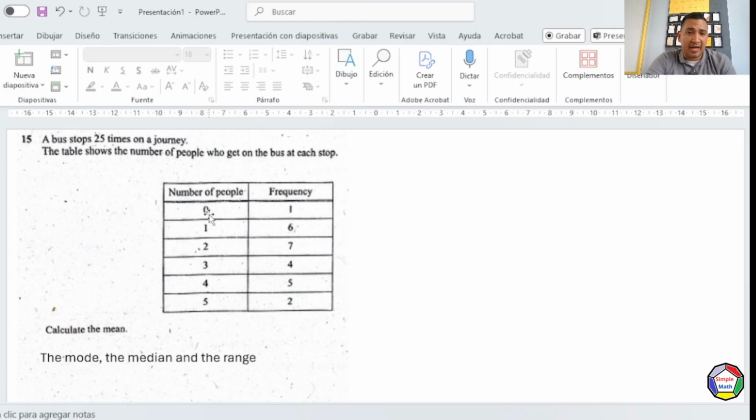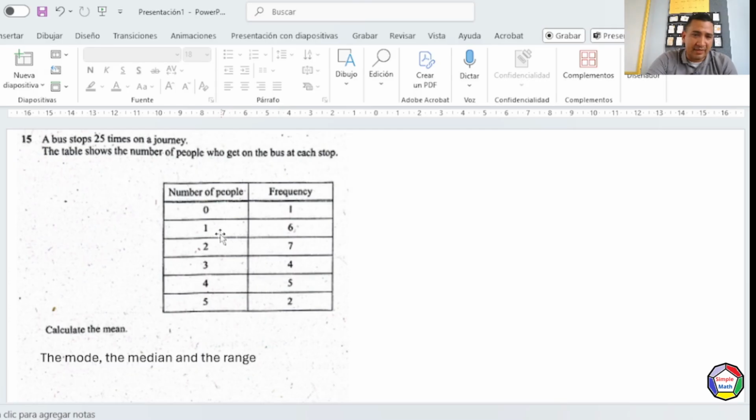So, no people in the first stop, the frequency is 1. So that's the first one. In the next stop, one person arrives to the bus, the frequency is 6. It means that the number 1 is repeated 6 times. So the number 2 is repeated 7 times, number 3 is repeated 4 times, the 4 is repeated 5 times, and the 5 is repeated twice.